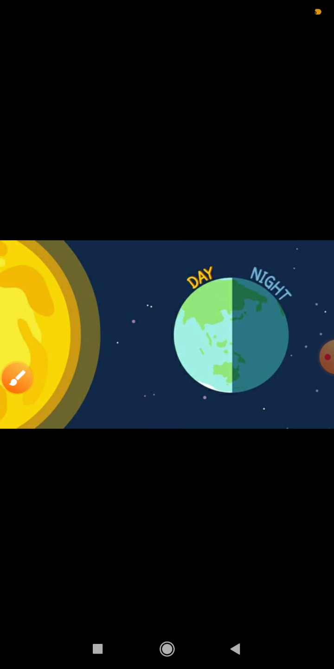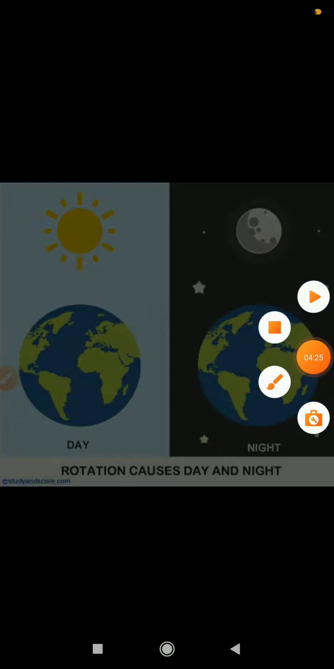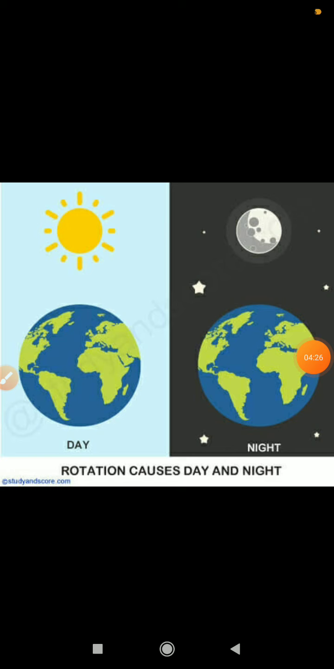Therefore, the motion of rotation of the Earth is very important for life on Earth. It is very important for our survival. The rotation motion of the Earth causes day and night on the Earth.